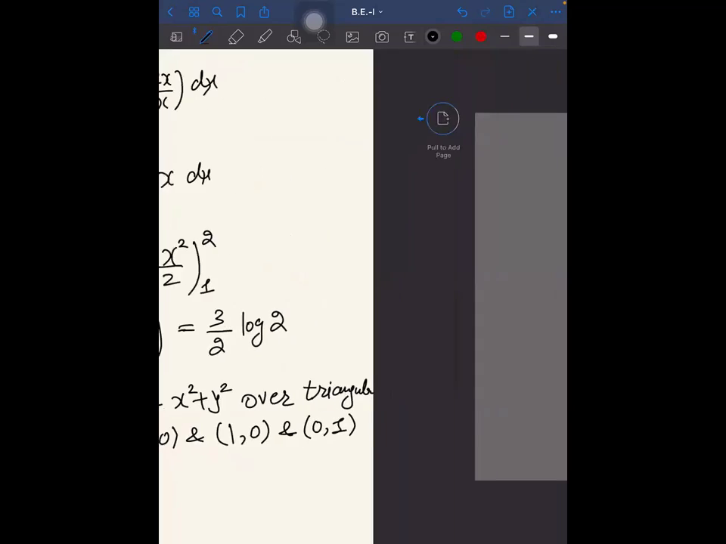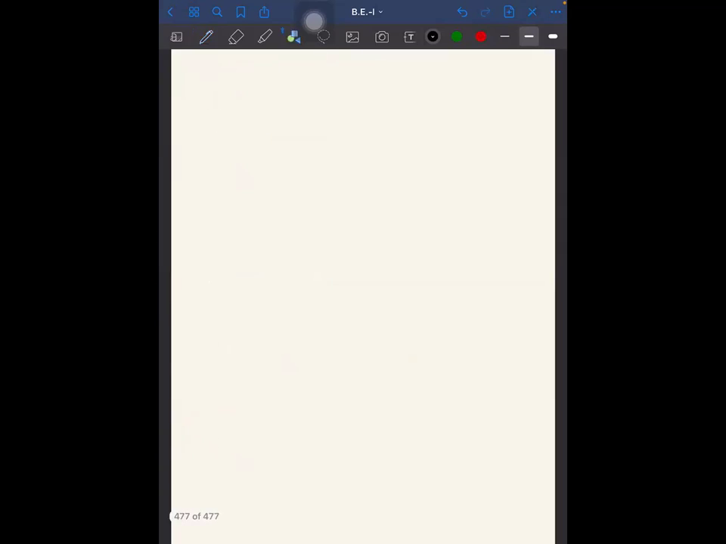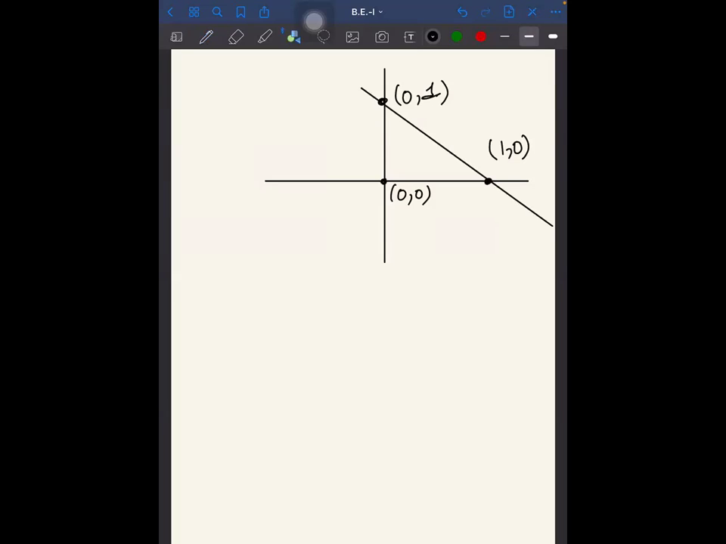Okay, so for this, let's plot. This is your (1, 0), and this is your (0, 1), and this is (0, 0). So it is a triangular region bounded by these points. Let's make that triangle. So now your region is this.